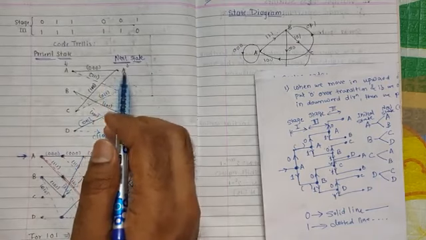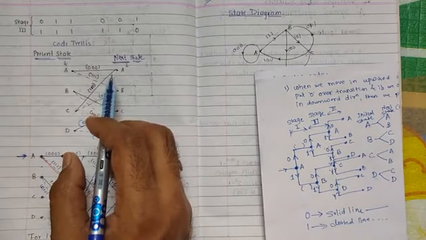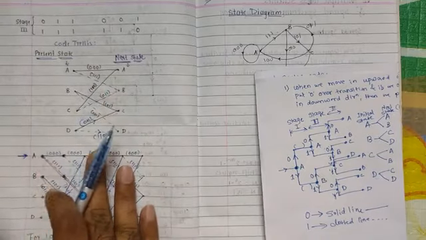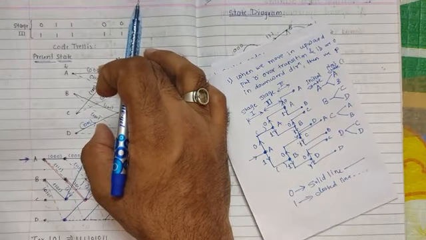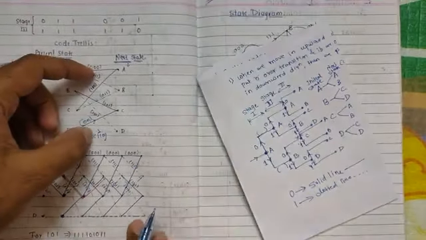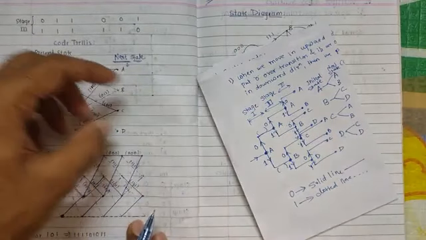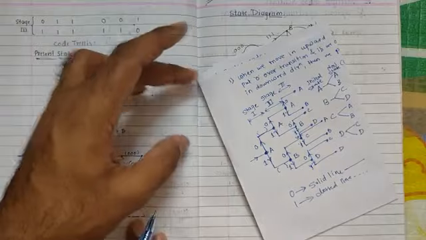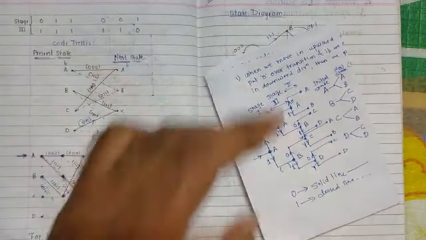Now how many stages will we have to draw here? It depends upon how many input bits we are drawing the code trellis for. How many input bits are given to us? 1, 0, 1 means 3 bits. So we need to draw 3 stages. The same thing we will have to draw three times: 1, 2, 3. We just need to copy and paste it here, and once again the same pattern will be repeated.